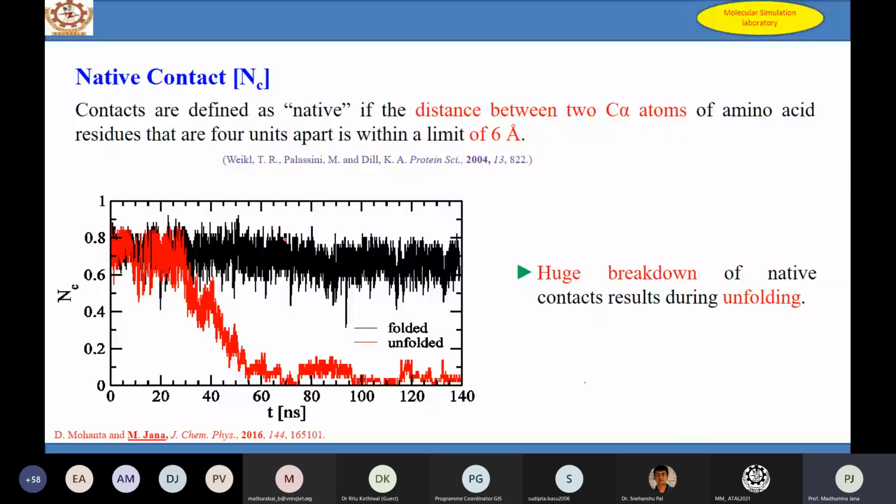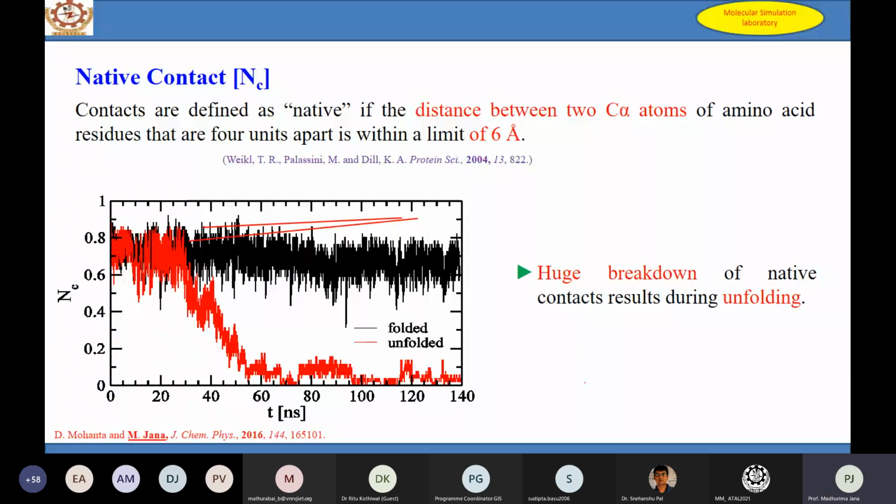If this value is steady over the simulation time scale, then one can say that the protein is stable enough. And if it is breaking down, here you can see the fraction of native contact is breaking down, it has a very low value near to 0. That means all the native contacts, the intramolecular hydrogen bonds in the protein, are breaking. So by calculating the native contact also, we can measure the stability of the protein.